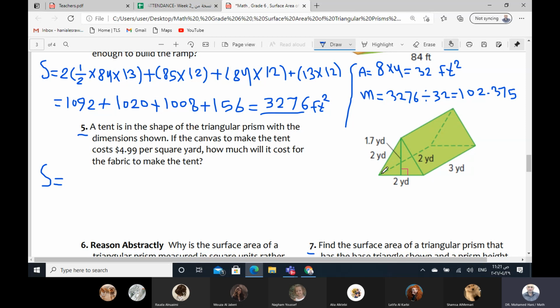Start from the base here, a triangle, and here we have the congruent triangle. So multiply by 2 because we have two congruent areas of triangles. The rule of the area of the triangle will be 1 over 2 times the base, which is 2, times the height, 1.7.